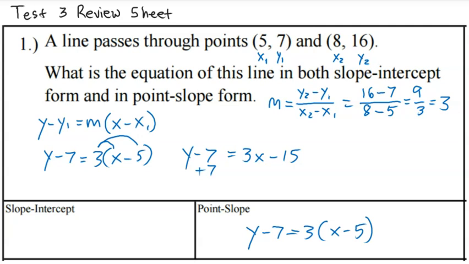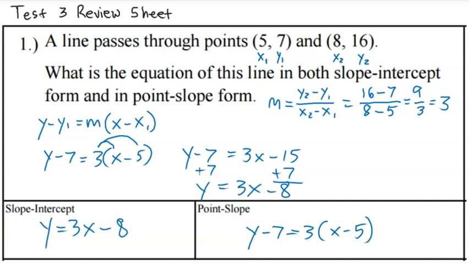Now we're going to add 7 to both sides. Add 7. And we get y is equal to 3x, and then negative 15 plus 7 is negative 8. And this is our slope-intercept form. We're done. y equals 3x minus 8.